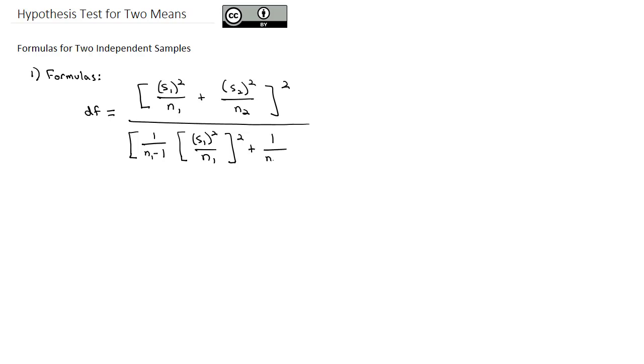plus 1 over the second sample size minus 1 times the second standard deviation squared divided by the second sample size, all squared. That formula is what we need in order to calculate the degrees of freedom. We'll call that formula A.